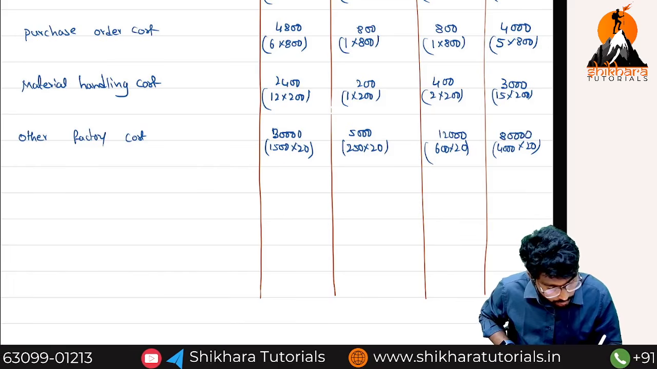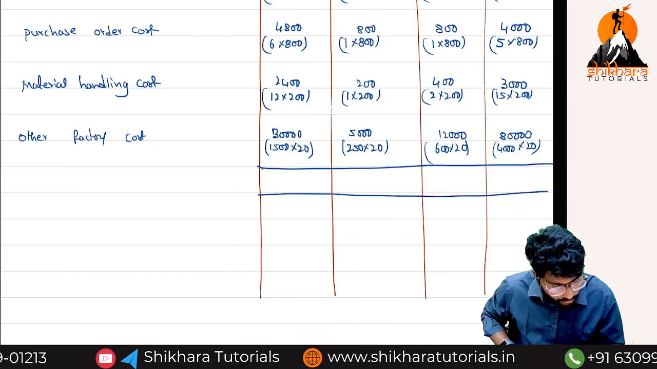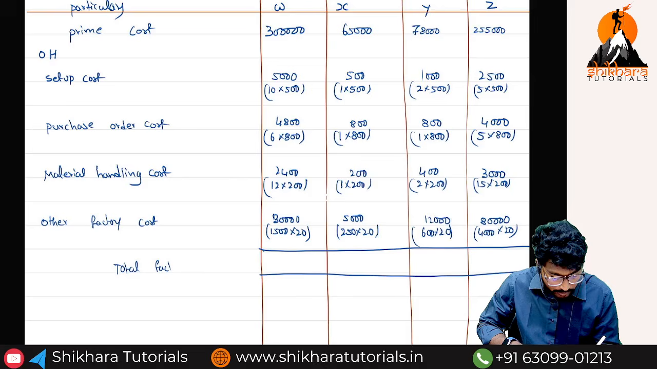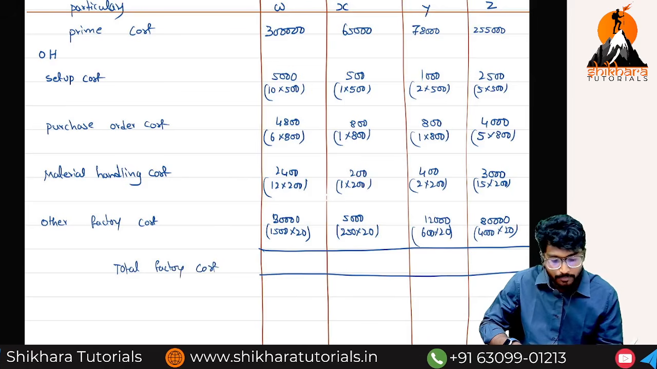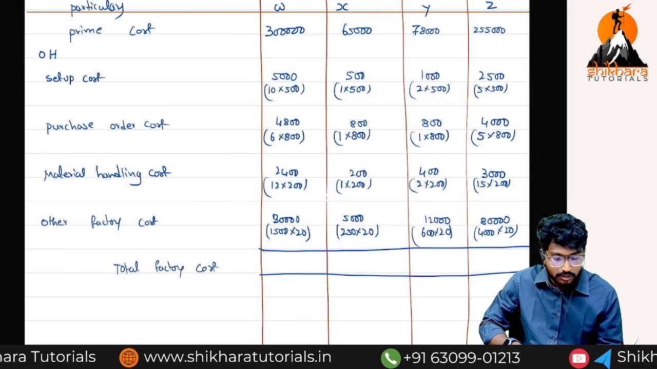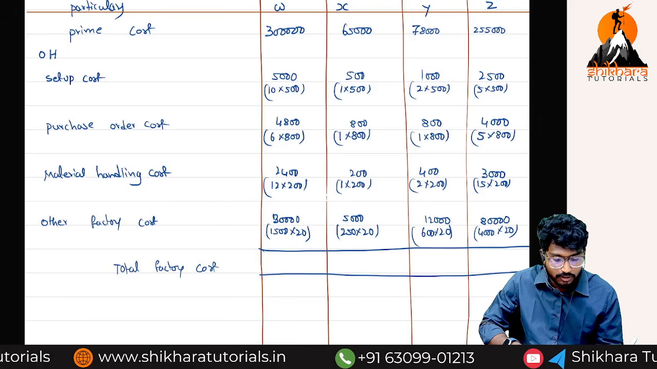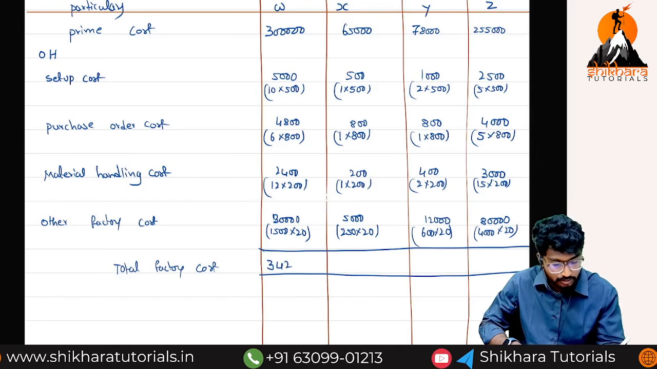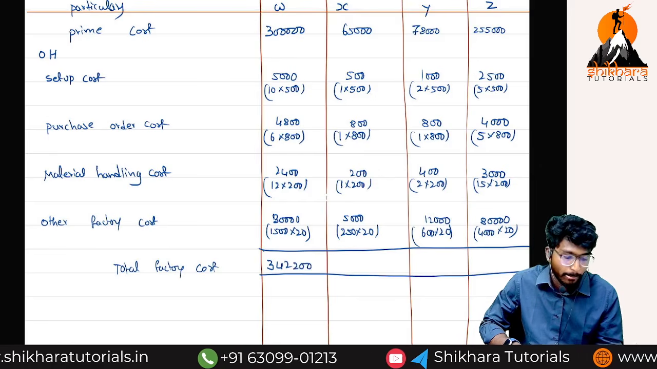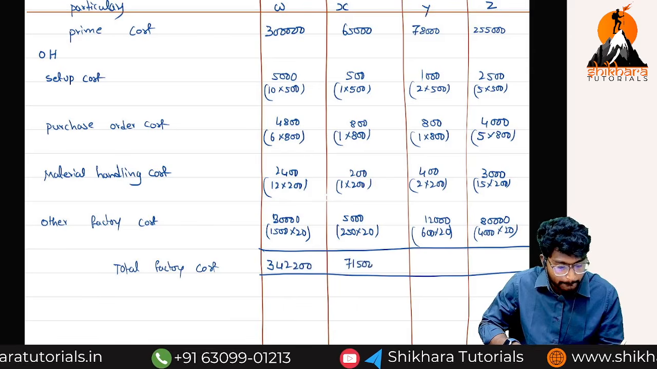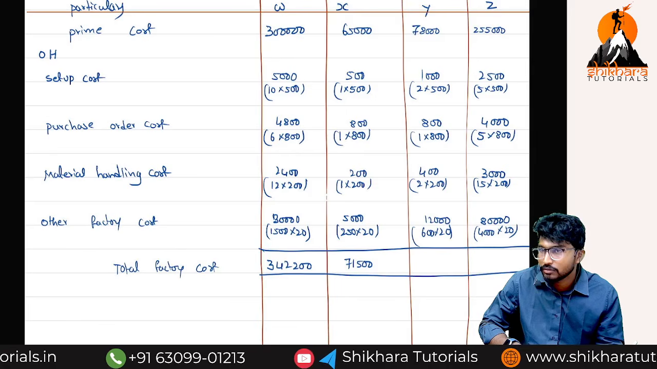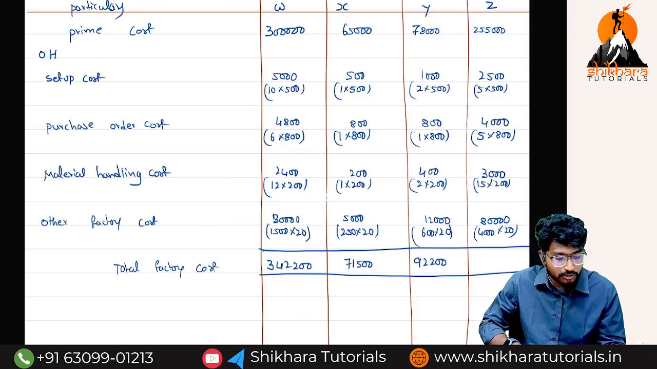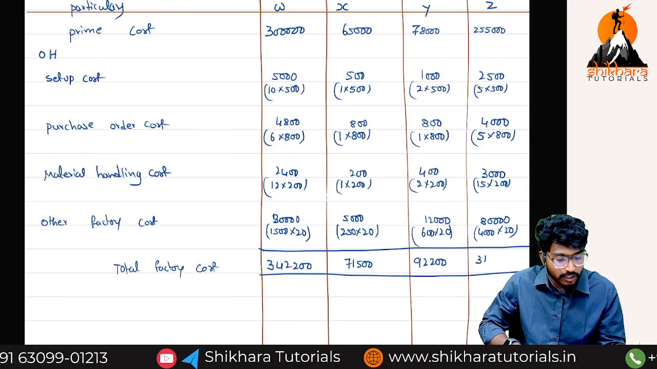Now, calculate total factory cost. How much? $3,42,400. Next, 71,500. $90. $3,44,000.